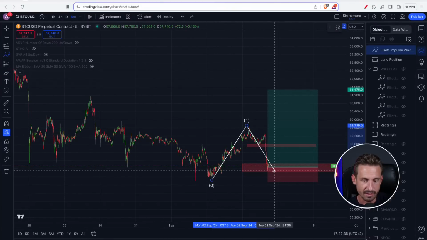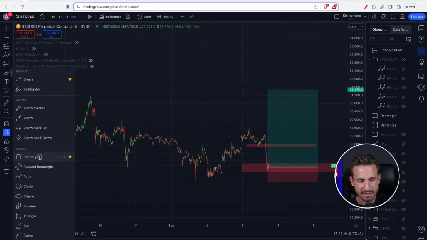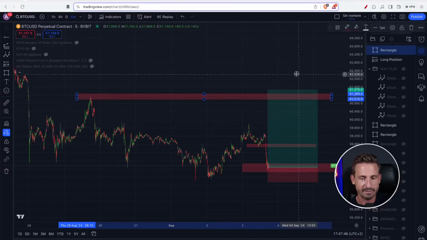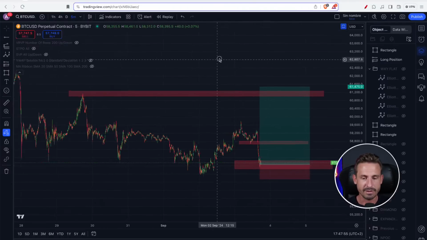Not losing this low, then get a nice impulsive move to the upside, getting above $61,000, finally claiming this lower high, right? This is just a little bit of Elliott wave conclusion. Without a doubt, you cannot only be bearish or only be bullish. We need to look at the different scenarios.